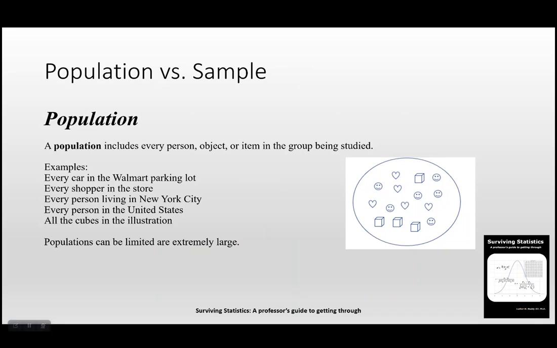One example might be every car in a Walmart parking lot. That is a population because the key word there is every. Every shopper in the store would be considered a population. Every person living in New York City, or every person in the United States, all of these are populations.